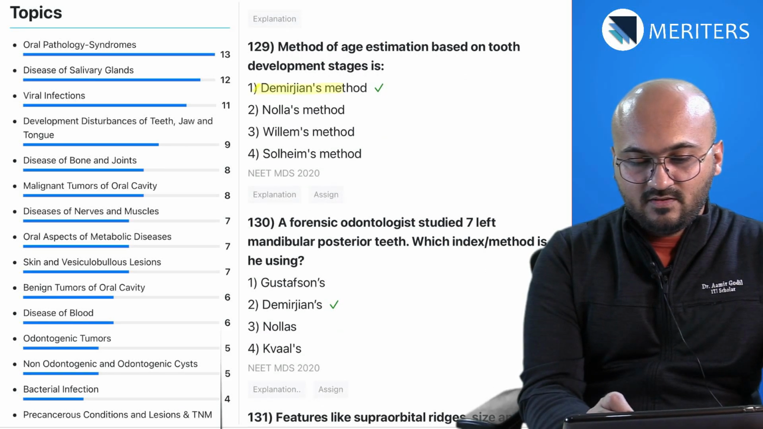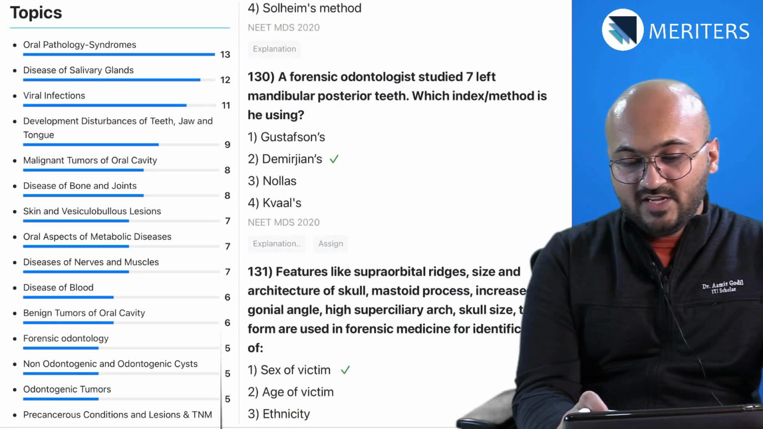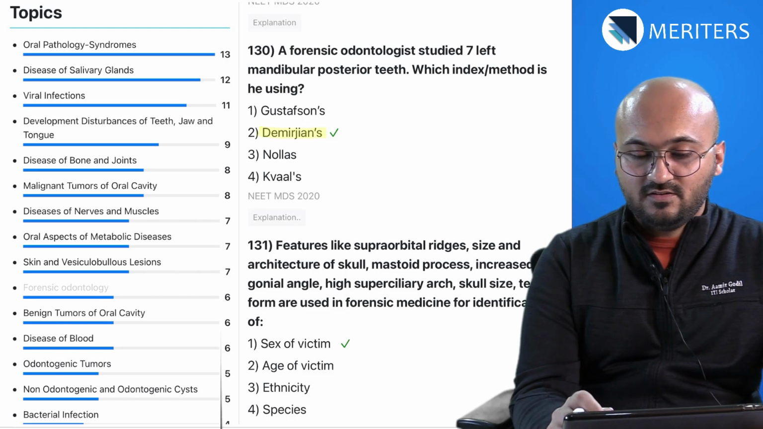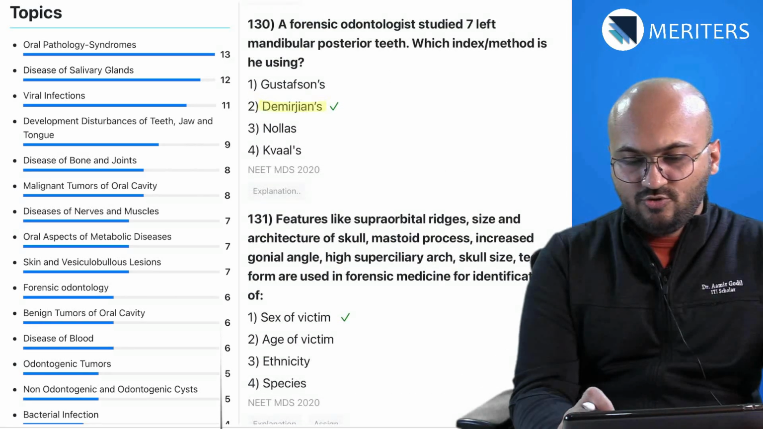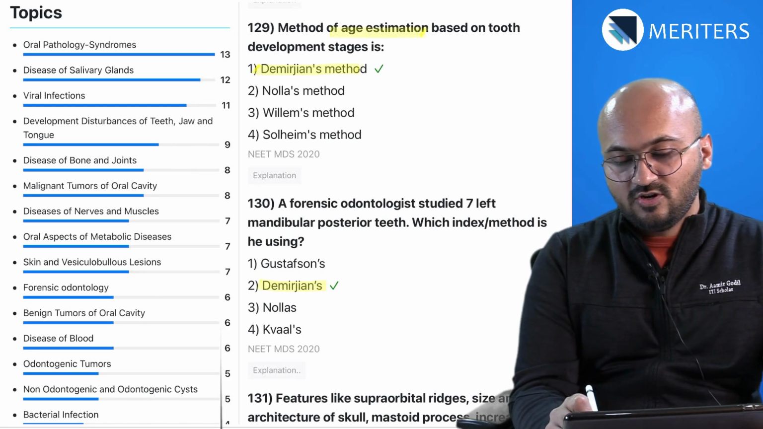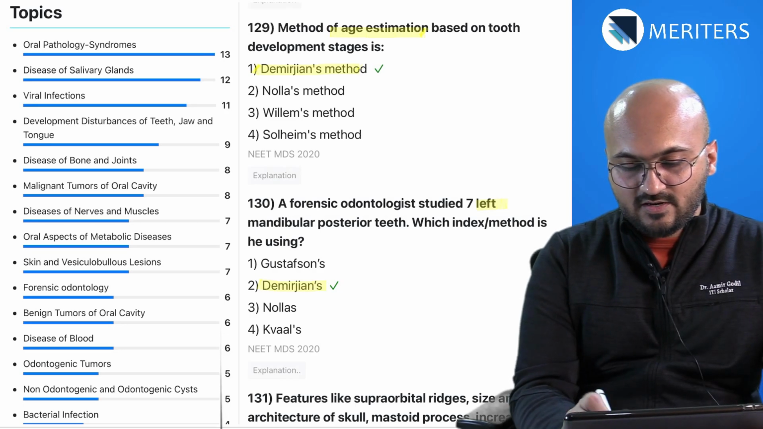Again, Demirjian method, forensic odontology, second question. NEET MDS 2020 was very high on Demirjian. Again, we have a question on Demirjian. So you will have to see the questions, okay? Method of age estimation here, and here forensic odontologist studies 7 mandibular posterior teeth. So look at the explained questions first.